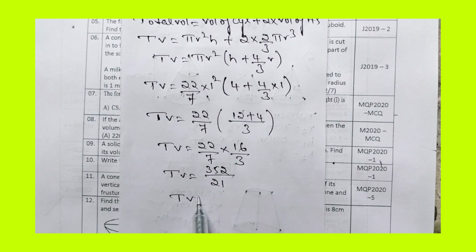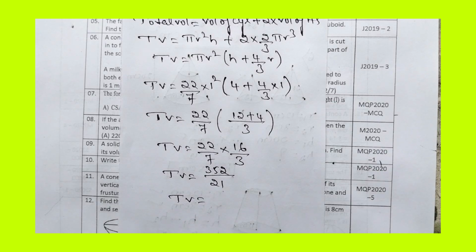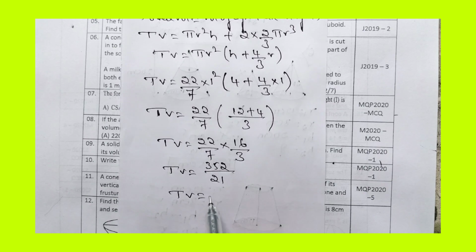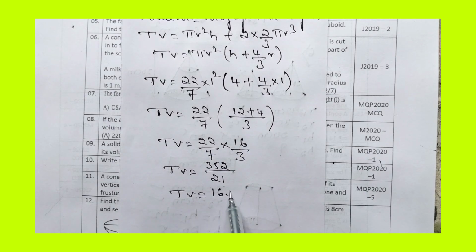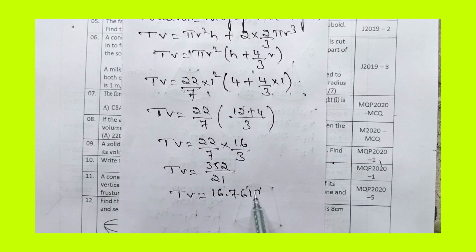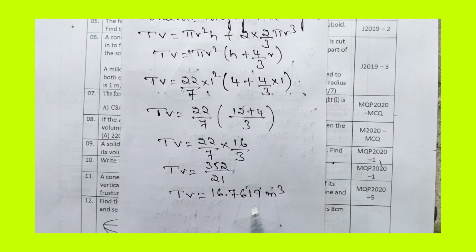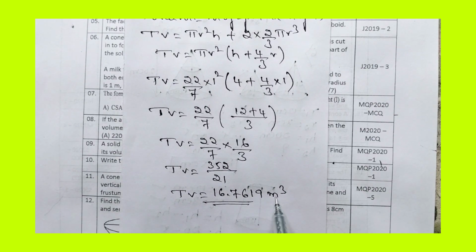So total volume is equal to 352 divided by 21. So let us divide 352 by 21. If we divide that, we will get the answer as 16.7619 meter cube. So this is the total volume in meter cube.